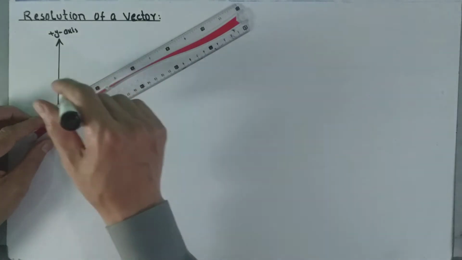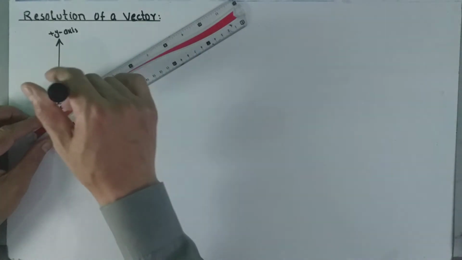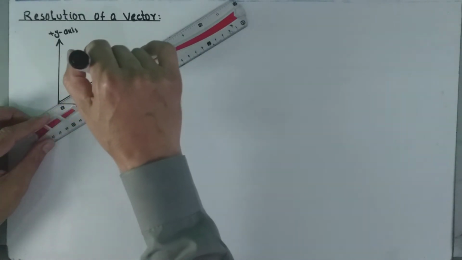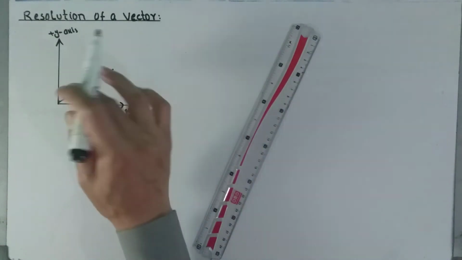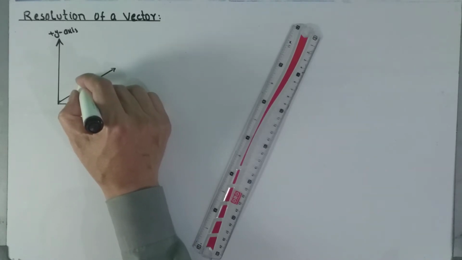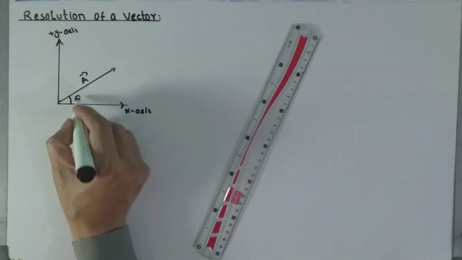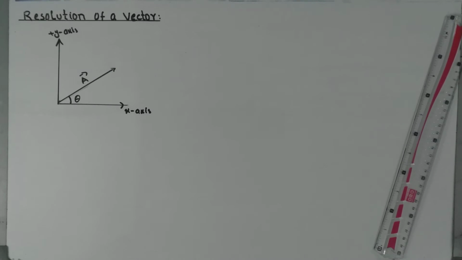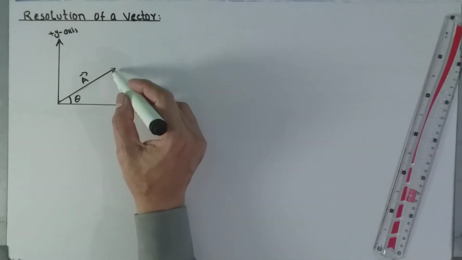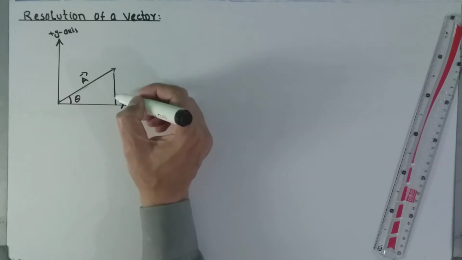Let's say we have this vector, and it's a vector A, making an angle theta with the horizontal x-axis. Now how can we split this vector into its components, which will be the resolution of the vector? By dropping a perpendicular from the tip of the vector on the horizontal axis, the x-axis.